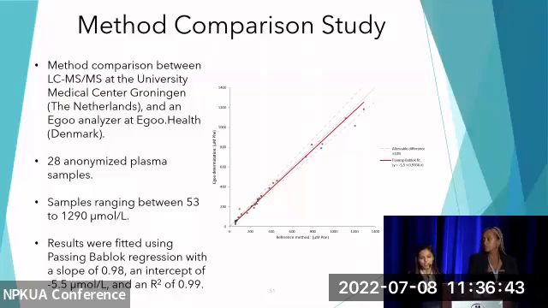And then what you see here is this method comparison study where we tested 28 plasma samples ranging between 53 to 1,290 micromolar per liter. And as you can see in the graph there, we get a really good correlation between the two methods, both the golden standard method, but also our method on the analyzer, showing that we are on the right track, and it is really good, promising results for the whole range. So it's really promising.